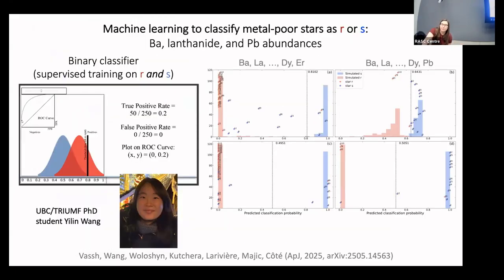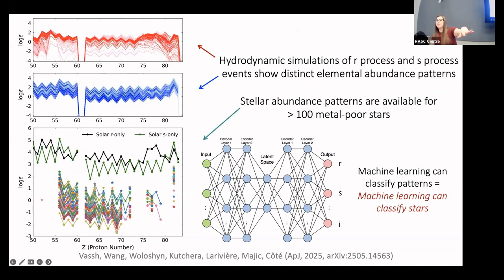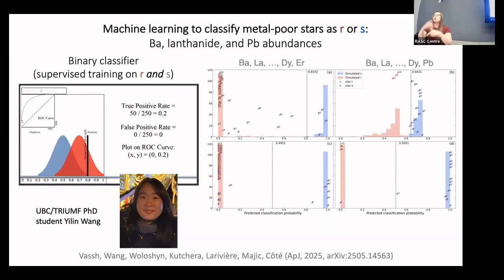This was work undertaken largely by my graduate student at UBC, Elin Wang, where effectively the first thing we did was a binary classifier. You tell it, here's a sample of data that's R, here's a sample of data that's S, for a portion of the data. Then it trains on this data, where it starts to analyze these trends, and eventually it was able to separate out what it thought was R process and what it thought was S process. It had never seen the stars before. It's entirely trained on just our theoretical nucleosynthesis calculations.